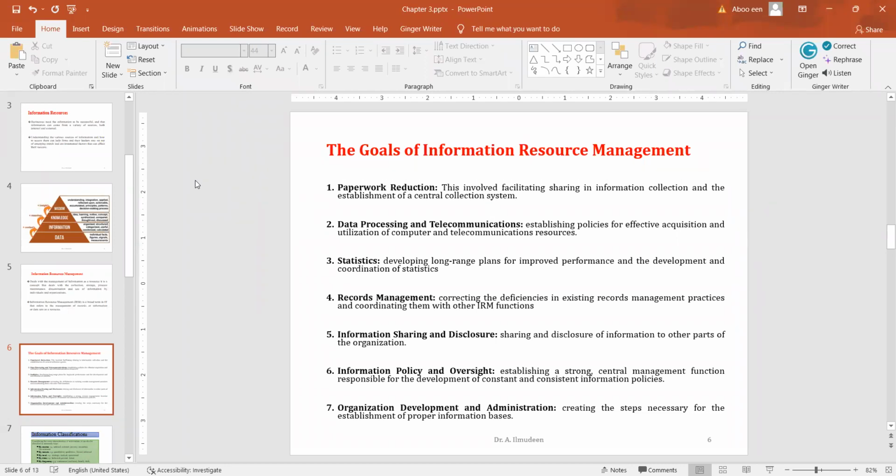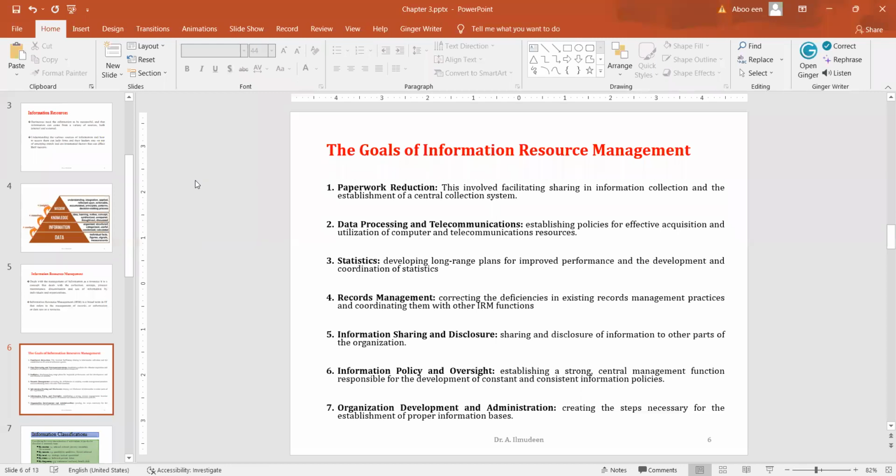If there is a platform or a centralized system in their organization to access the information, whoever needs this information, or the connected department, can easily access the required information from the central database, data repository, or central system. So then they can reduce their paperwork or manual work.